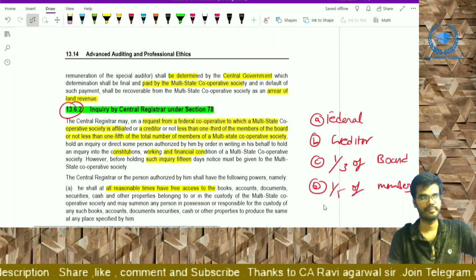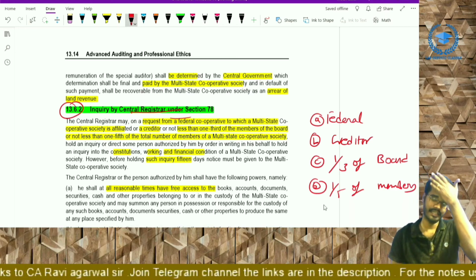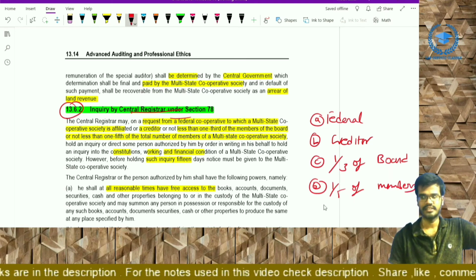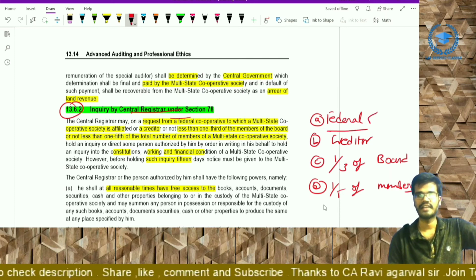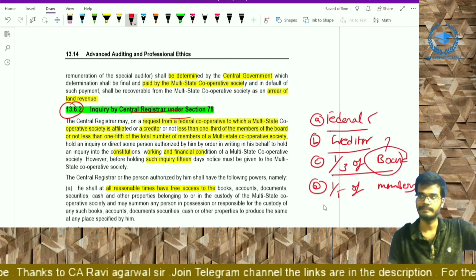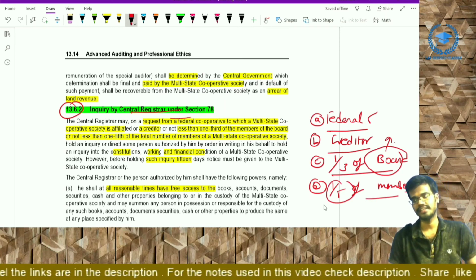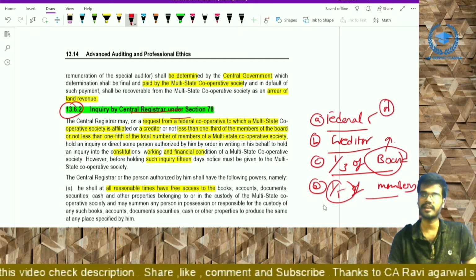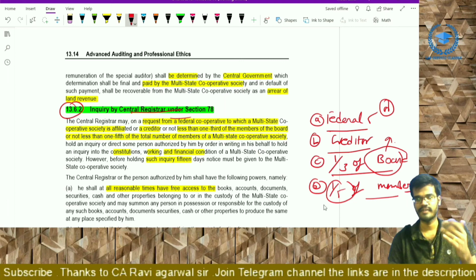And coming to our last but one point, inquiry by the central registrar. When can the central registrar hold an inquiry against the multi-state cooperative society? When the federal cooperative society affiliated with this society has requested, or when a creditor has requested, or 1/3 of the board, meaning 1/3 of the members of the managing committee, has requested, or 1/5 of the members of the society has requested. There are 4 conditions. If any of them requests, the central registrar can order an inquiry. What are the 4 parties? Federal society, creditor, 1/3 of board, 1/5 of members.